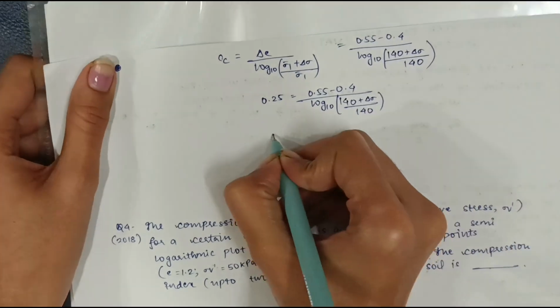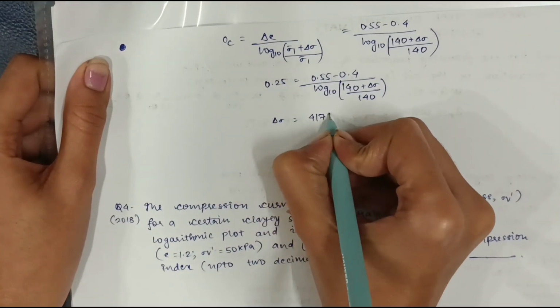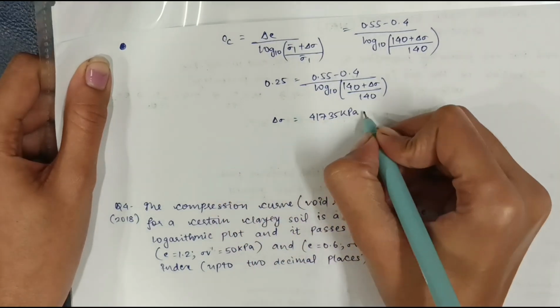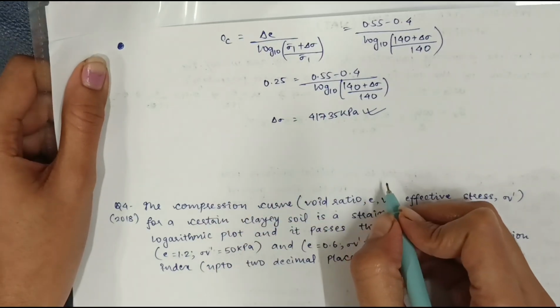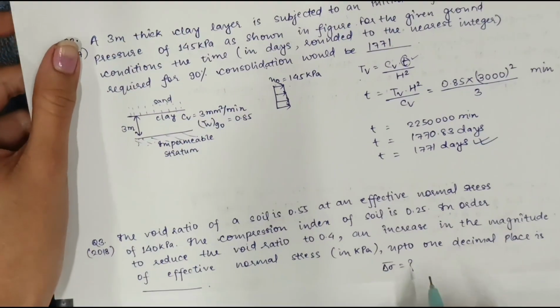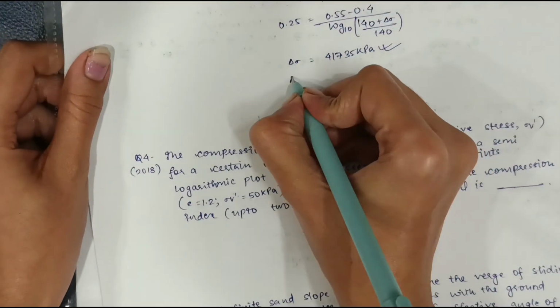So we have to find the change in stress, which will be equal to 417.35. You can calculate it from the calculator. So the correct answer is 417.35, but in the question it is asked up to one decimal place, so we will round off. This value will be rounded off to what?